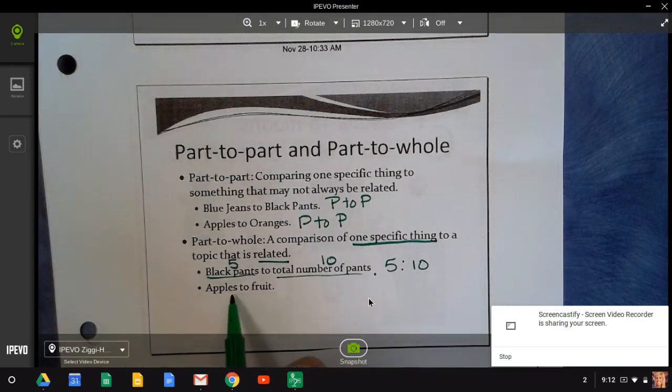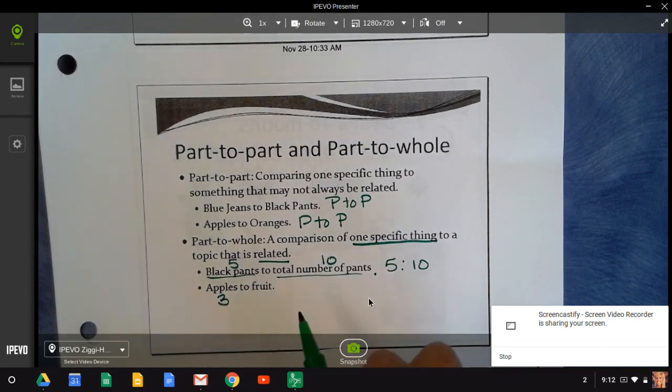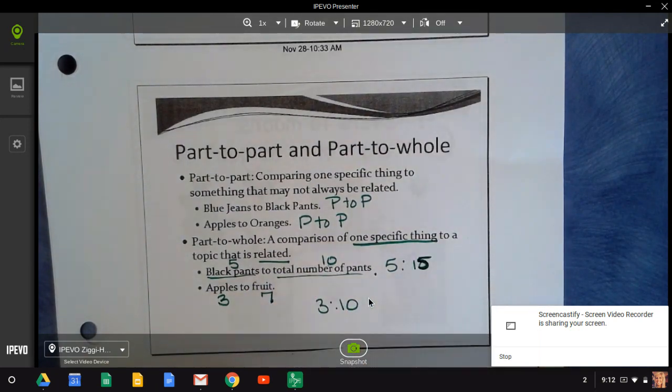Okay, apples to fruit. So maybe you have 3 apples, and maybe you have 7 pieces of fruit. So you need to make sure that you compare the apples to all of the fruit that you have together. So this 5 is maybe part of this 10 for your pants. So let's say we have 3 apples and we have 7 fruits, and that consists of the apples. That would be 3 to, whoops, I think it's 3 to 10. I'm sorry, I think I messed up back here. It should be 5 to 15 because we have to add those into that. That's how we get the total.